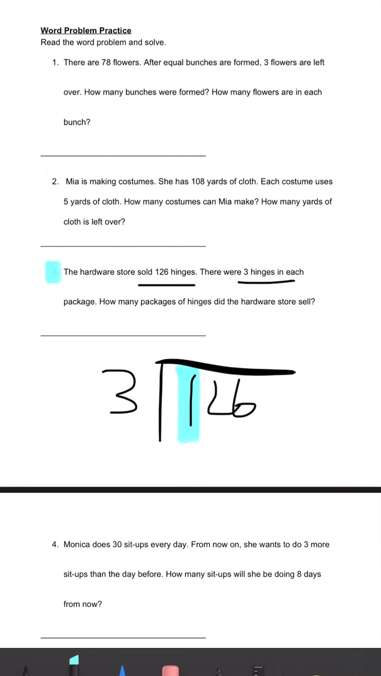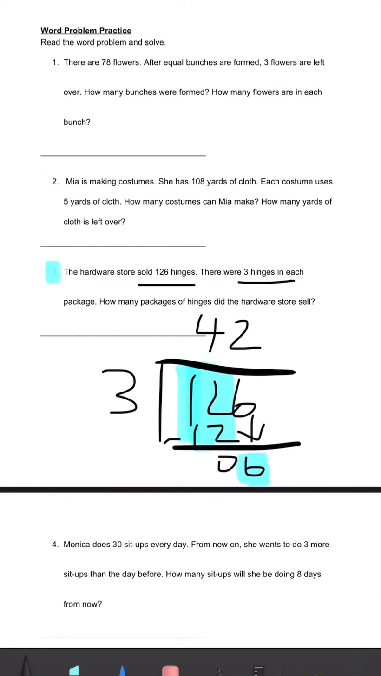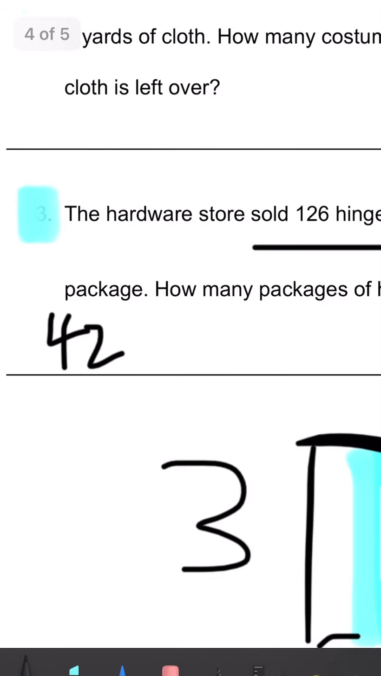Can 3 go into 1? It cannot. So we'll move on to the first 2 numbers. Can 3 go into 12? It can. 3 times 4 equals 12. So let's subtract 12. We get 0. Bring down the 6. How many times can 3 go into 6? 3 times 2 equals 6. We'll subtract 6 and we get a remainder of 0. So our answer is 42 packages.